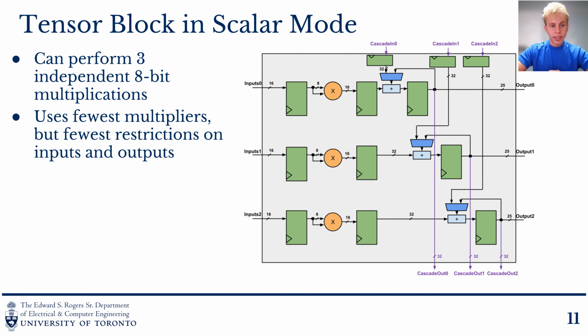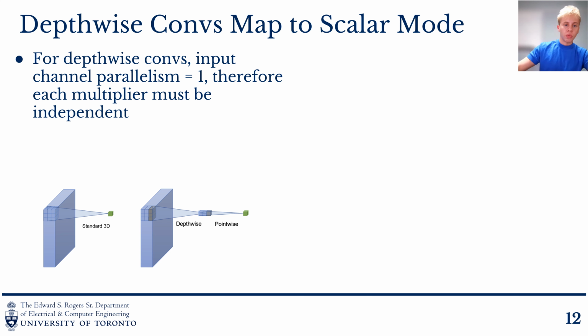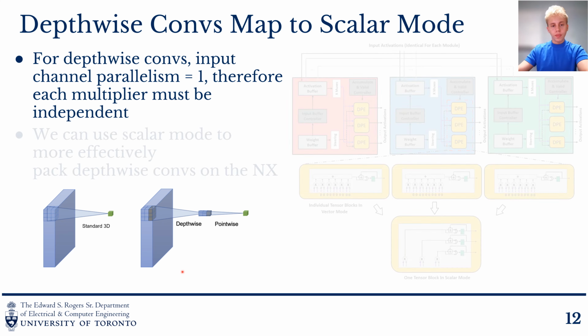The second mode we use is scalar mode. Scalar mode can perform 3 independent 8-bit multiplications, uses the fewest multipliers, but has the fewest restrictions on inputs and outputs. This comes back to the special type of convolution we discussed earlier, which is the depthwise convolution shown here. Recall a depthwise convolution applies a single filter to each input channel so that the number of input channels is the same as the number of output channels. What this essentially means is that since we're not accumulating across the input channels anymore, we have one less degree of parallelism to exploit, that being input channel parallelism, which is always set to 1.